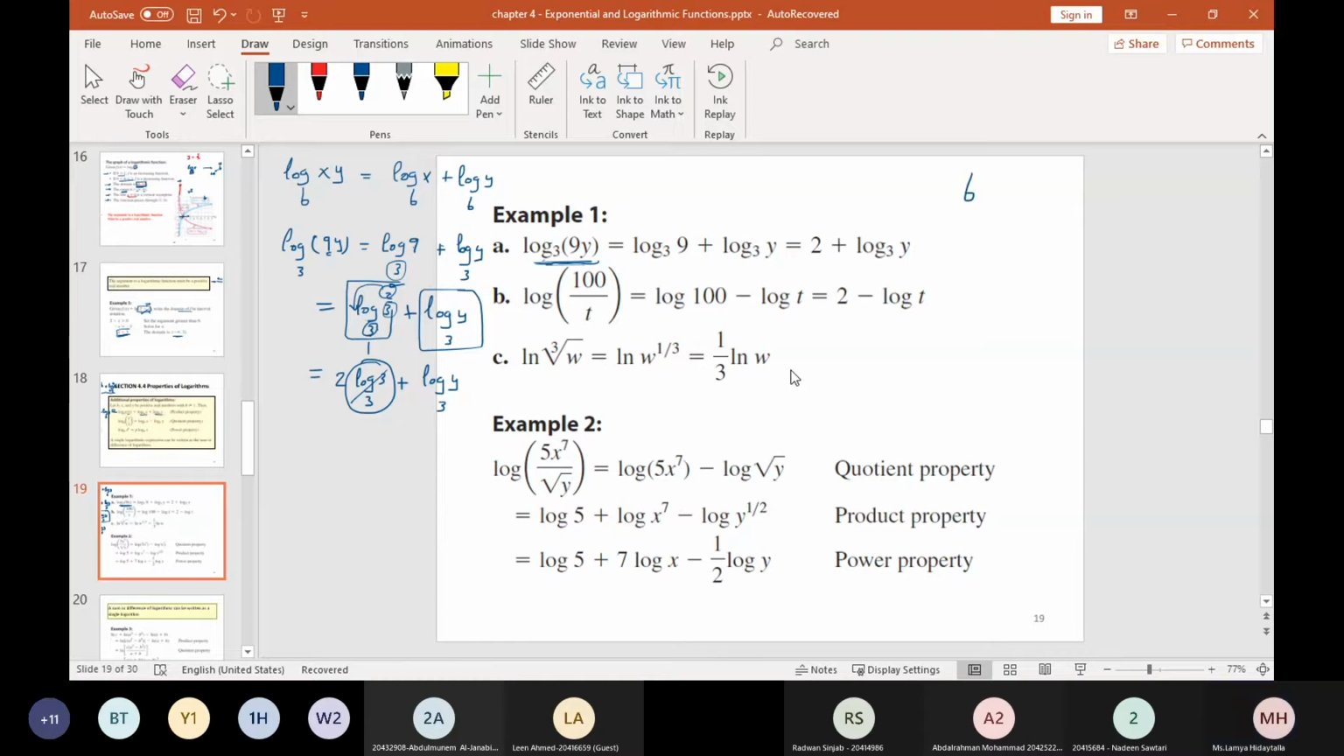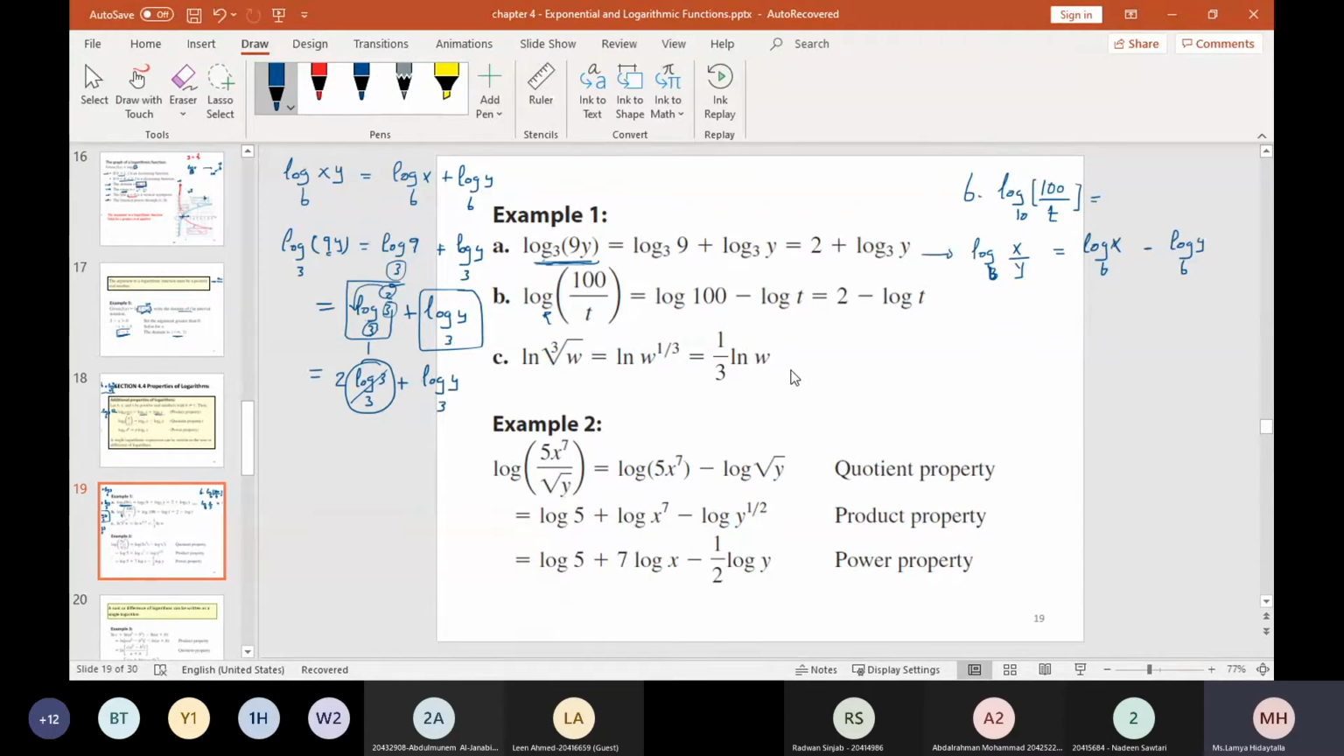Now the second one, which is B. It says log 100 over t. Of course he didn't write anything here for the base; when we don't write it, the base is 10. And this is equal to what? We will use the rule: the logarithm of x over y to the base b is equal to log x, with our base b, minus log the second. When it is a division, log of x over y equals log x minus log y. It turns into a subtraction of the two logarithms, to the base b.